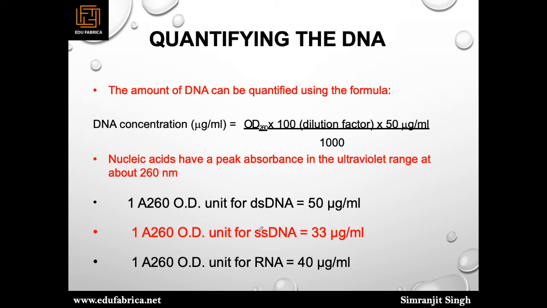And you can quantify this DNA afterwards by this formula. We usually check the DNA at 260 nm, the spectrophotometer optical density, and then we multiply by the dilution factor and by 50, divided by 1000, to get how much DNA is present. Nucleic acids have a peak absorbance in the ultraviolet range at about 260 nanometers. For double stranded DNA, an optical density of 1 at 260 corresponds to 50 microgram per ml. For single stranded DNA, it will be 33 microgram per ml. For RNA, it will be 40 microgram per ml.